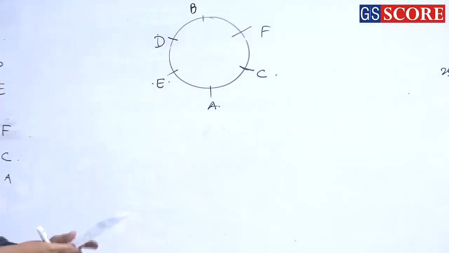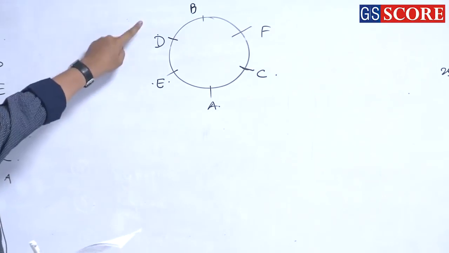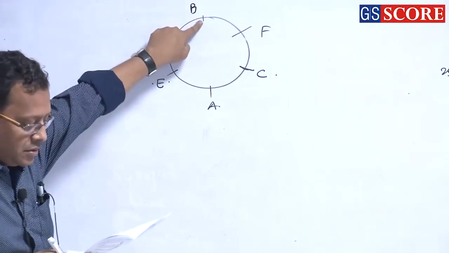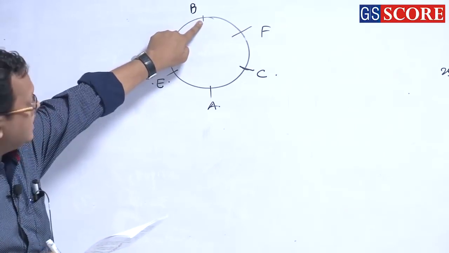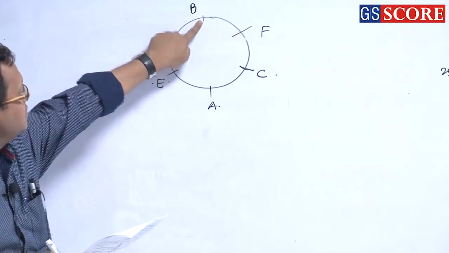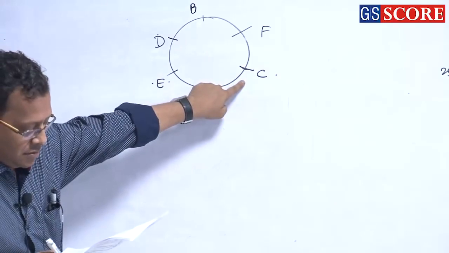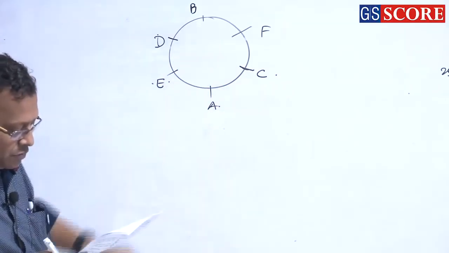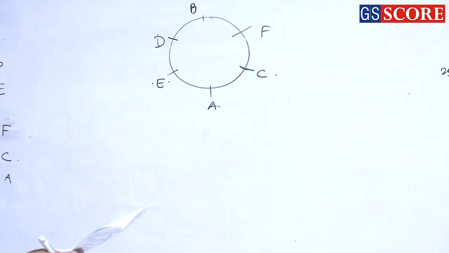Between which 2 persons is D sitting? B and E. Who is sitting opposite A? B. Which of the following is A's neighbor to his right? C. Who is sitting opposite E? F. Between which 2 persons is F sitting? C and B. Relative position you should know.